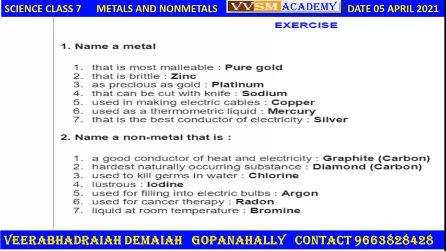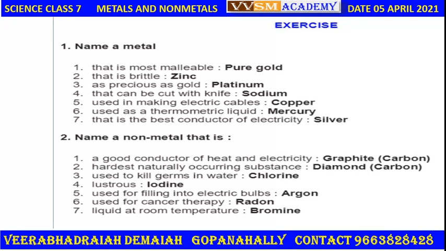Name a non-metal that is a good conductor of heat and electricity. Graphite. Allotropic forms of carbon: graphite, diamond. Graphite is a good conductor of heat and electricity. The hardest naturally occurring substance is diamond. Diamond is an allotropic form of carbon. Used to kill germs in water is chlorine. Chlorinated water. Chlorine kills the germs in the water.